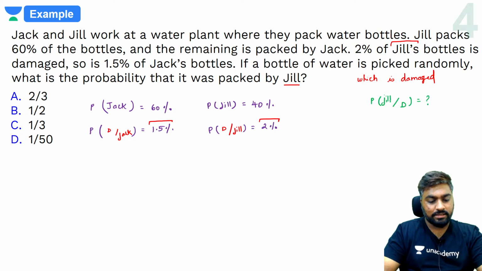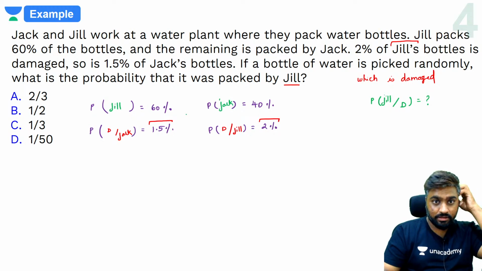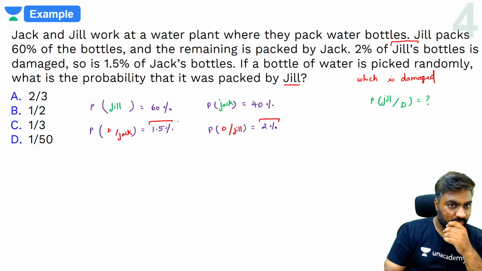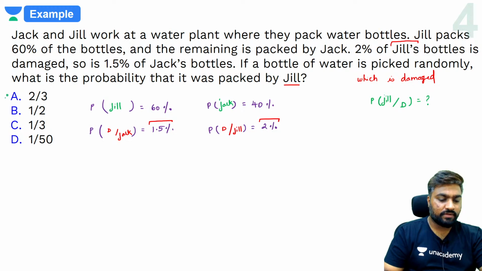Let's see who can answer this. Sorry, yeah, this is Jill's. Sorry. This is of Jill, this is of Jack. I had written it the wrong way around. This is Jill's, that is Jack's. Okay, so I have written all the given terms. Now try quickly. Prince says A, 2 out of 3. Gaurav says D, 1 out of 50. Others?